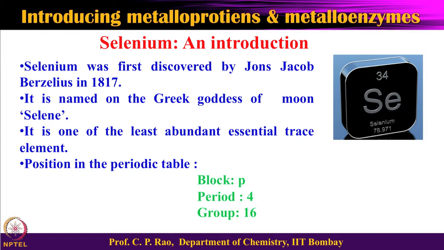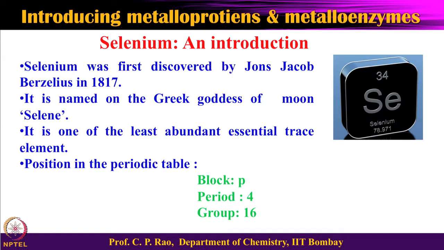Before we go into that, selenium was first discovered by Johannes Jakob Berzelius in 1817, and it is named after the Greek goddess of moon, Selene. It is one of the least abundant essential trace elements, as you would have seen earlier in the early classes about the concentrations of these and their presence in the human system. It is a p block element, in period 4 and group 16.